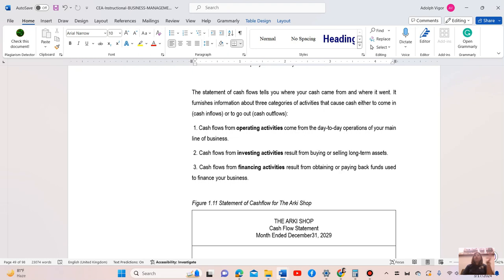So first, cash flows from operating activities come from the day-to-day operations of your mainline business. That's, for example, when you sell your product. Whatever the result is, that's from operating activities.